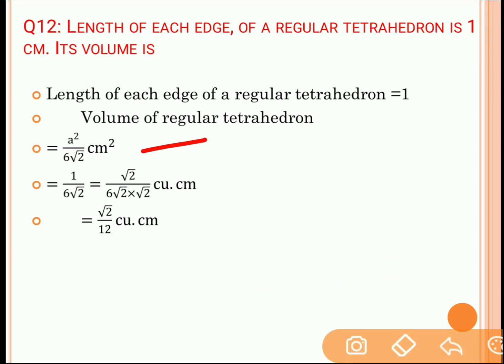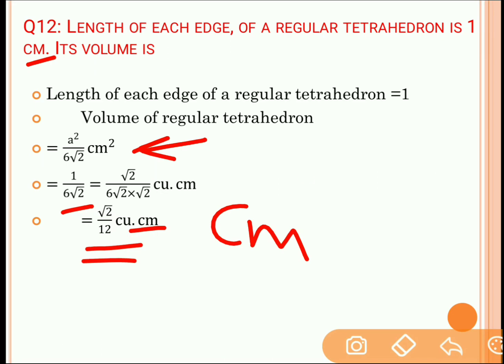So we have volume equal to a cube by 6 root 2. a will be equal to 1 centimeter. So 1 by 6 root 2. We can remove this root from the denominator by multiplying and dividing it with root 2. So finally you will get root 2 by 12 cubic centimeter. And so cu centimeter is nothing but centimeter cube.